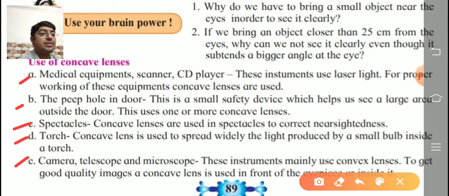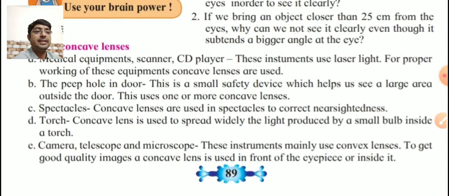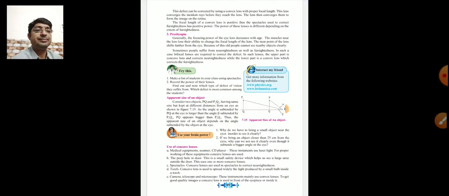These instruments mainly use a convex lens. To get good quality images, a concave lens is used in front of the eyepiece or inside it. So these are some uses of concave lenses given here. If the question is asked in the exam, you write the answer point wise.